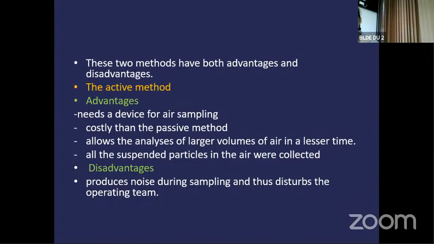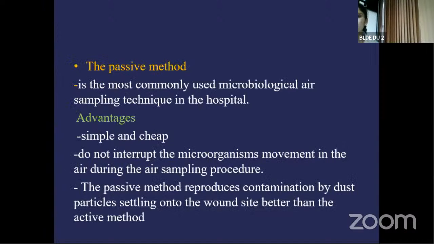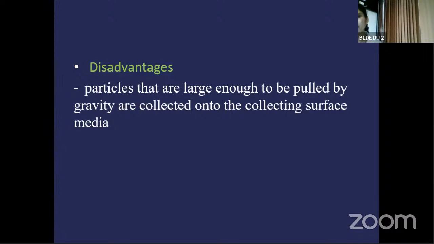The active method has advantages, but we need one air sampling machine, which is costlier than the passive method, and it produces noise. That is the main disadvantage. The passive method is the most commonly used microbiological air sampling technique in hospitals. The advantages are it is simple and cheap, so we can go for this passive method. Disadvantages: only particles large enough to be pulled by gravity are collected by the collecting surface media.